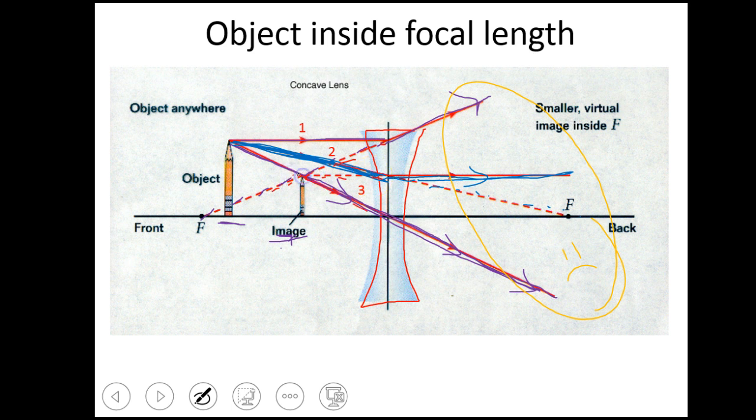And again, I'm getting this upright and virtual image. It's just smaller, and so this is still virtual. Virtual because those rays don't actually go there. They just kind of seem to come from that point as we trace them back. So this is virtual and upright.